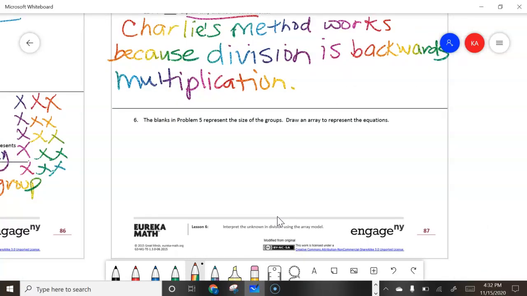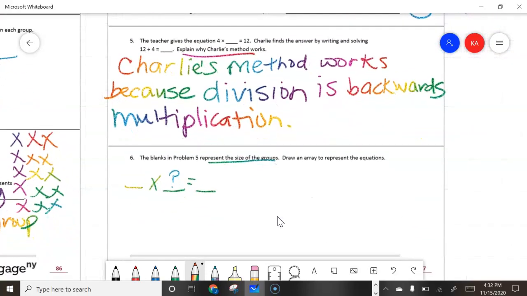The blanks in problem 5 represent the size of groups. Draw an array to represent the equation. So blank times blank equals blank. It says the problem number 5 represents the size of groups. So we do not know this one right here. Okay? We do know that there are 4 groups, and we do know there is a total of 12. So it wants me to draw an array. I don't have a choice.